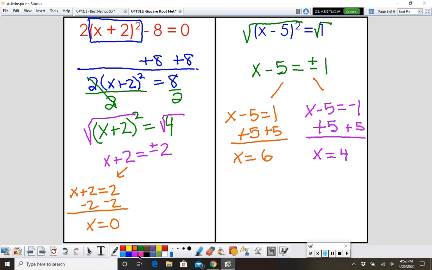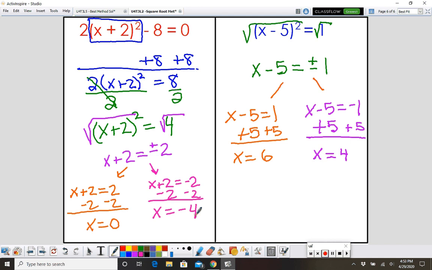And then I'm going to solve the other value over here for my negative. So x plus 2 could be negative 2. So I have to subtract 2 on both sides. And I see my other value could be negative 4.